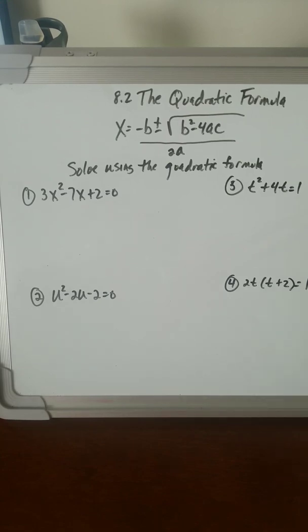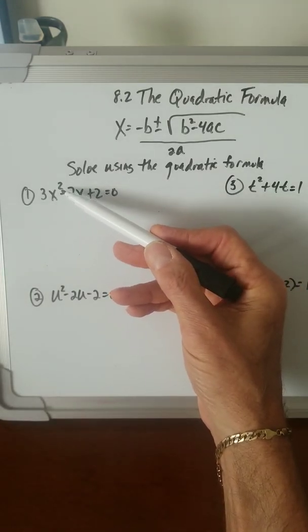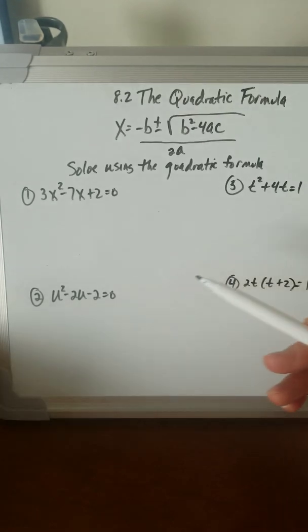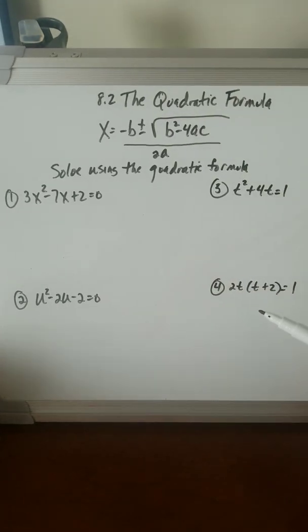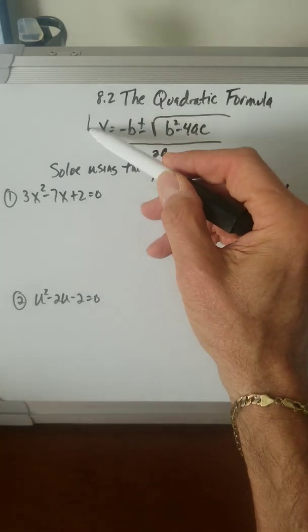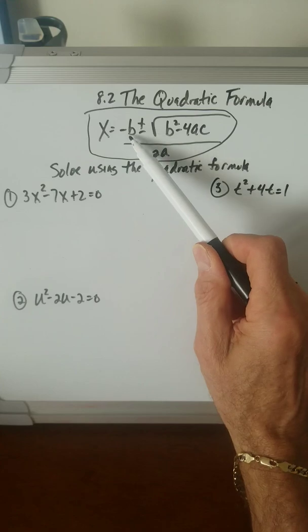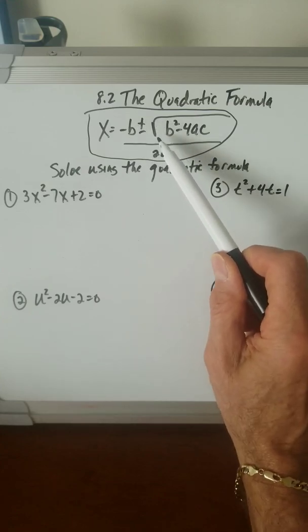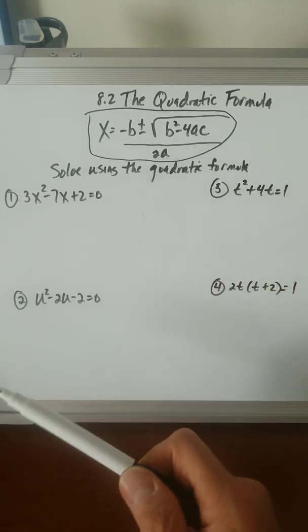We are up to 8.2, the quadratic formula. This is another way of solving a quadratic equation. Remember that you must have the highest power, or degree, of 2 in the problem. Anyway, here is the formula. X equals negative b plus or minus the square root of b squared minus 4ac all over 2a.